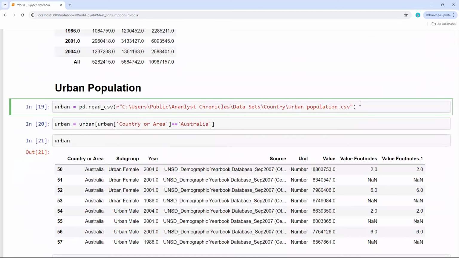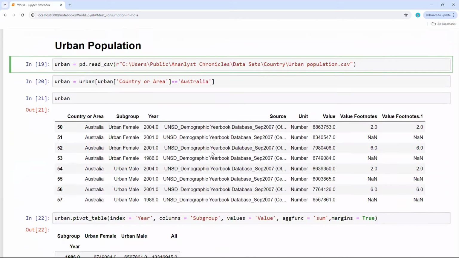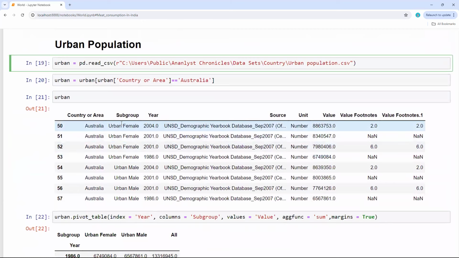So I have loaded this data. I have taken this data set from the World Bank website, and for the urban population of Australia, in 2004 urban female we have 88 lakhs 63,753, which is around 8.8 million. So if I look at the data for 2004, most of the people are living in urban areas. The rural population is very low in Australia, whereas the urban population is high.